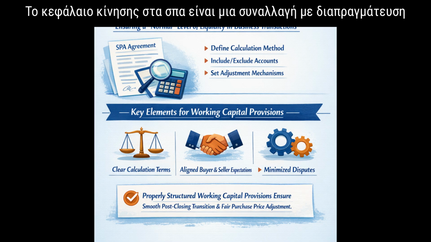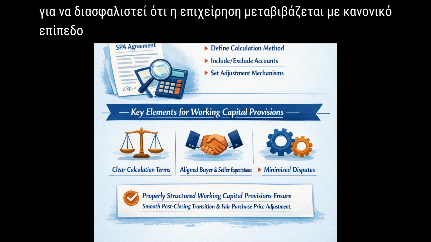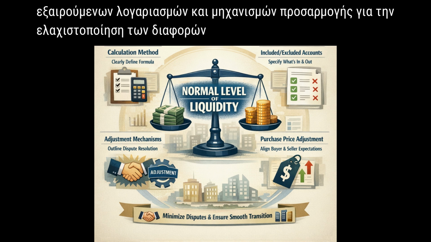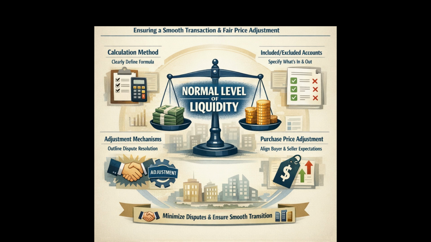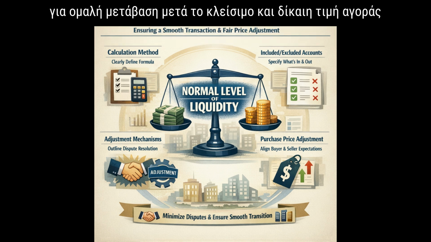Working capital in SPAs is a negotiated, transaction-specific metric distinct from standard accounting definitions, designed to ensure the business is transferred with a normal level of liquidity. The SPA must clearly define the calculation method, included and excluded accounts, and adjustment mechanisms to minimize disputes and align both parties' expectations. Properly structured working capital provisions are essential for a smooth post-closing transition and fair purchase price adjustment.